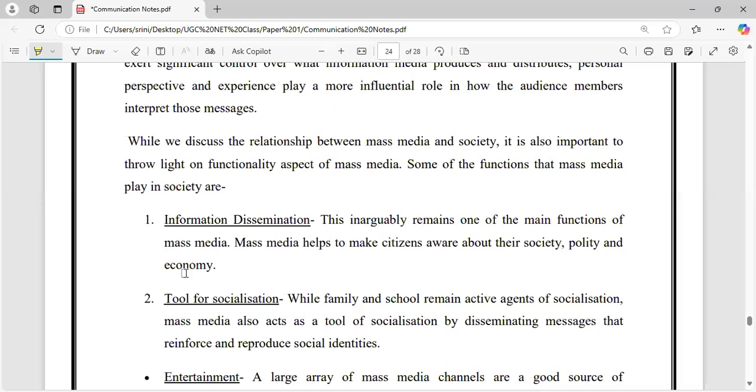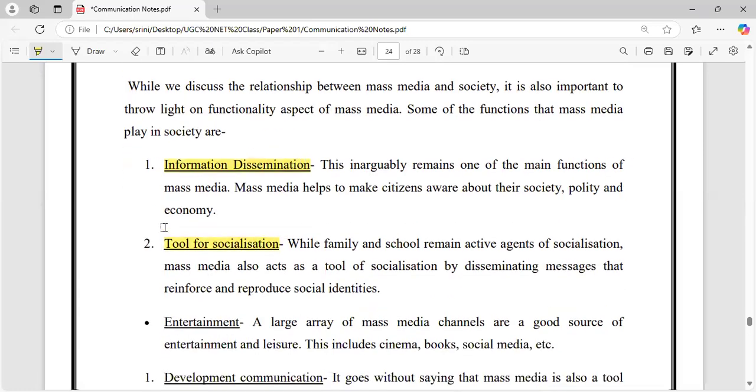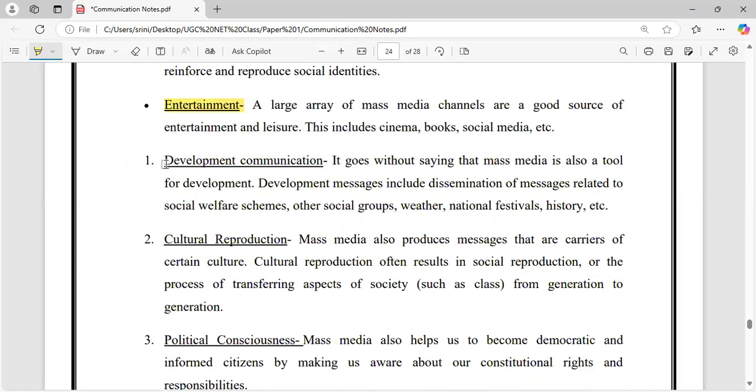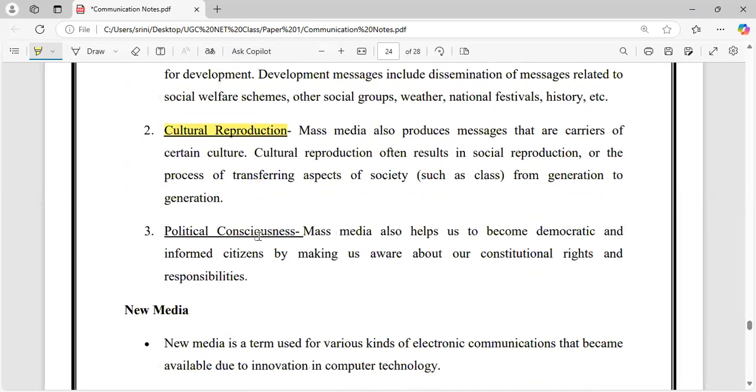Some of the functions the mass media plays in society are information dissemination, a tool for socialization, and entertainment purposes. It is used to develop communication, to improve cultural reproduction, and for political consciousness.